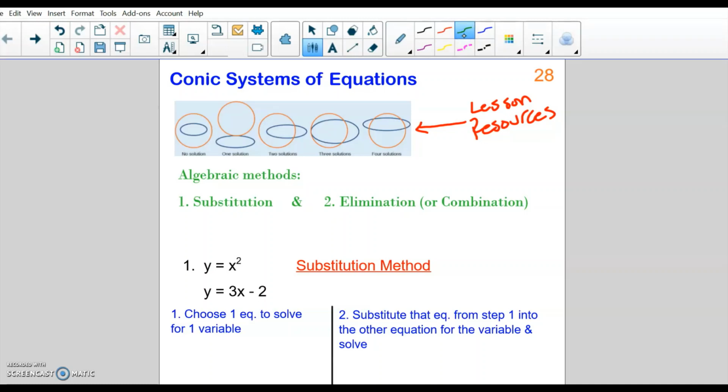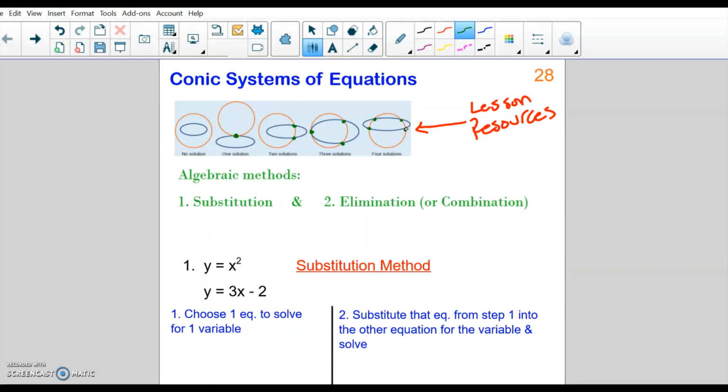On this first picture, you'll see that they don't intersect. On the second picture, they intersect one time. On this third one, you see that they intersect twice. On the fourth picture, you see that they intersect 3 times. And on this last picture, you'll see that they intersect 4 times. So it's possible that we end up with 4 different solutions for our system of equations.